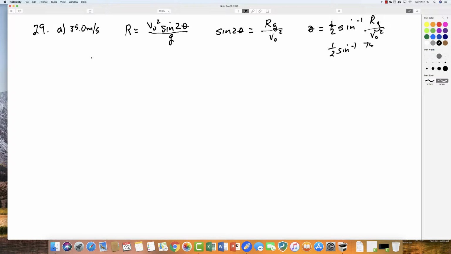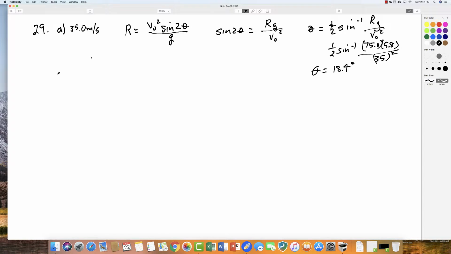So if we put this in, 1/2 sine minus 1, that's the inverse sine. The distance is 75.0 meters. We have 9.8 as g, and v0 was 35, and we're going to square that. And if we do this calculation, we get an angle of 18, I think it is, yes, 18.4 degrees.